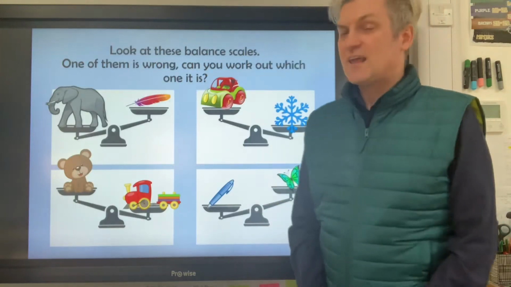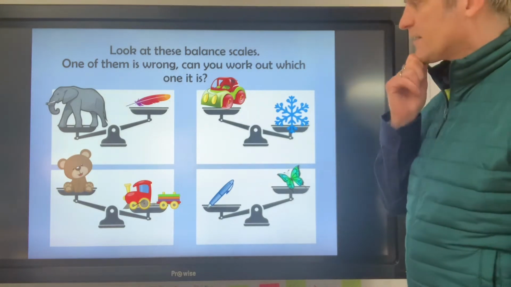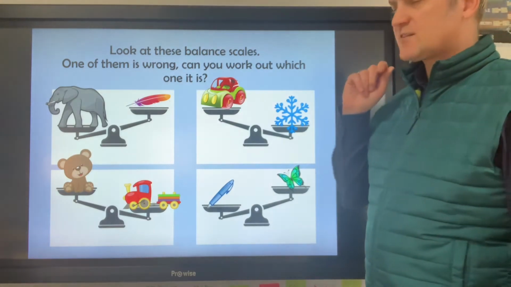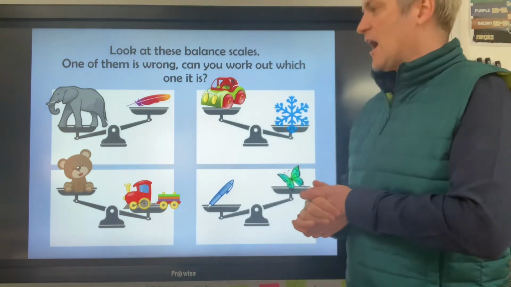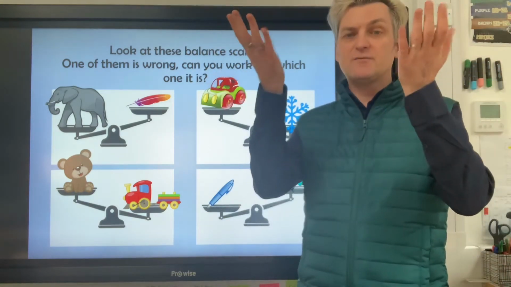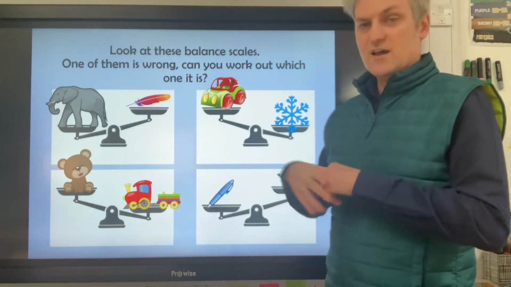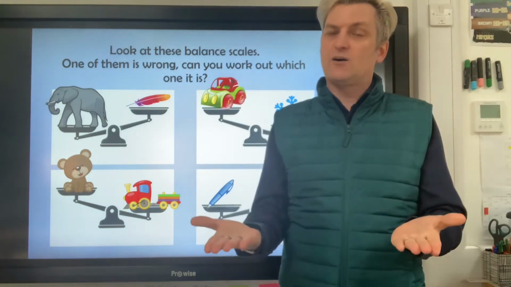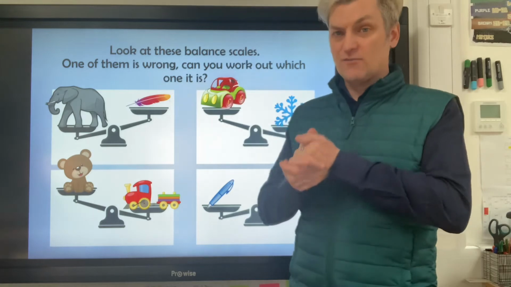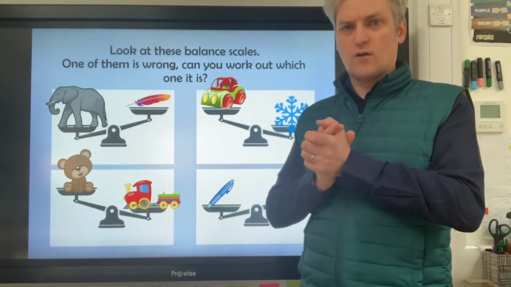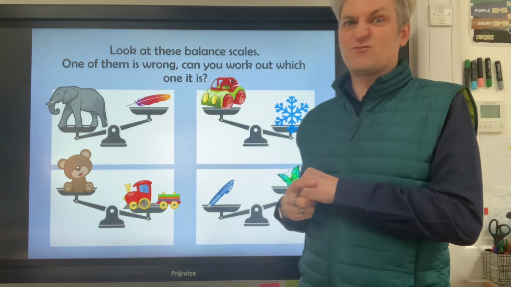Okay, so let's have a look at these pictures now. One of these isn't right. We've got some things that are heavy, so they're really heavy and you can't lift them very well, and some things that are very light. And when we put them on the balance scales like these, the heavy things should go down and the light things will go up. Can you have a look at these and decide which one you think is wrong? Because one of them isn't right.